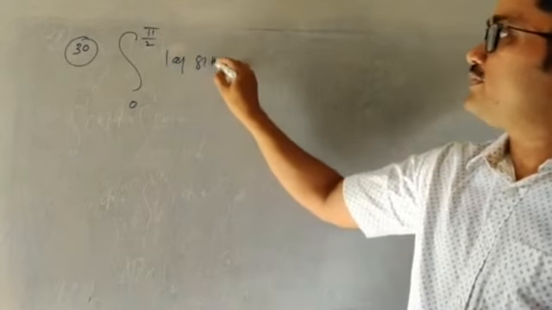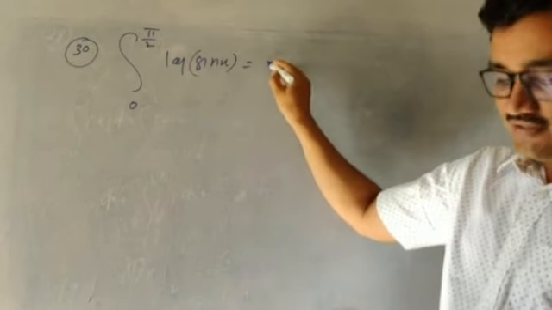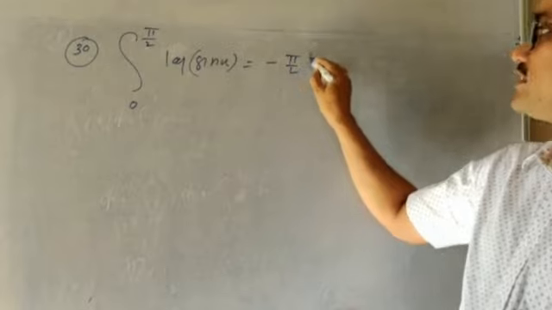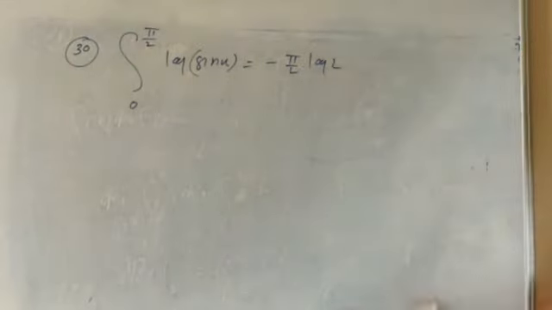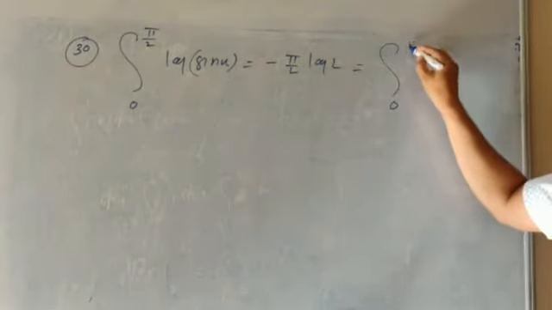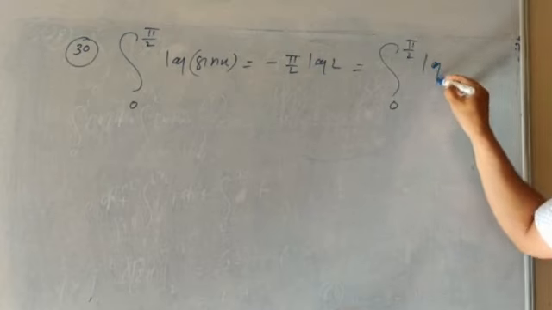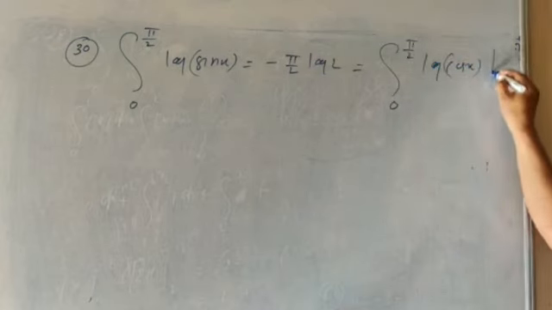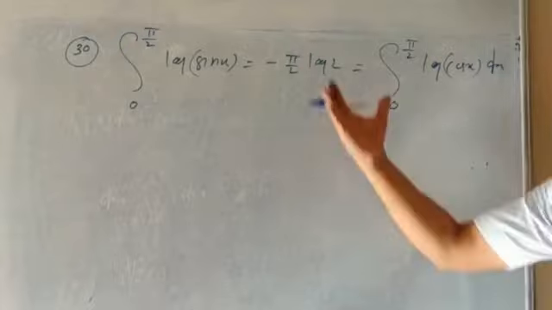So it is log of sin x. There is a shortcut for this. The answer is minus pi by 2 log 2. Remember this answer. The same will be the answer if it is integration 0 to pi by 2 of log of cos x. Fine. Remember this question. Otherwise it's a very long process.